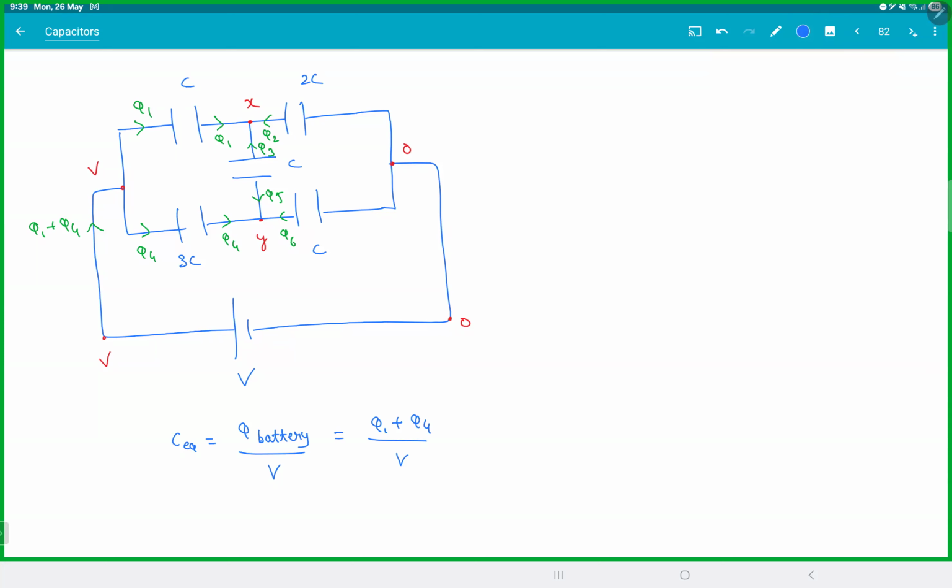Now I have just taken random Q1, Q2, Q3, Q4, Q5, Q6. From this distribution, I need to find Q1 and Q4. That's your job. Find X and Y, find Q1, Q4, and then divide by V, and you will get your capacitance. That's why we have to find C equivalent if they ask you. In this, there are 4 nodes. In that X and Y, I don't know what those are. Try, I'll give 2 minutes now. This is the starting part. If you got this, then it's just a matter of solving.